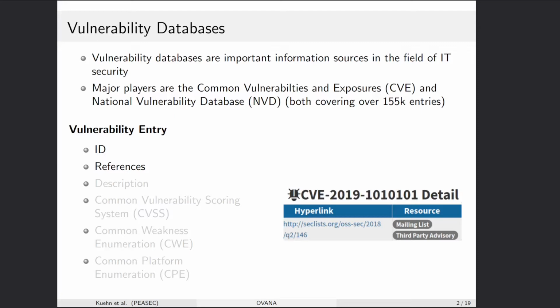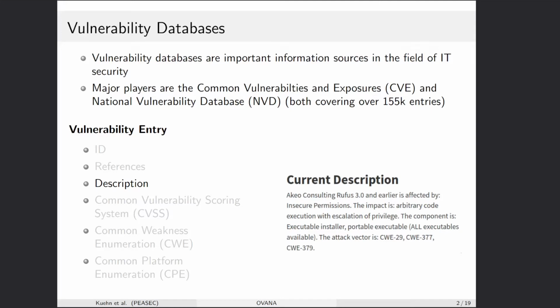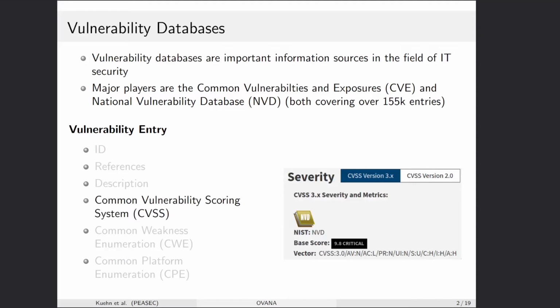references, which are previously known information about this vulnerability, in this case a mailing list, a description, which is a human-written description about this vulnerability, the Common Vulnerability Scoring System information, short CVSS, which basically states the severity of the vulnerability. In this case, it's a critical vulnerability.